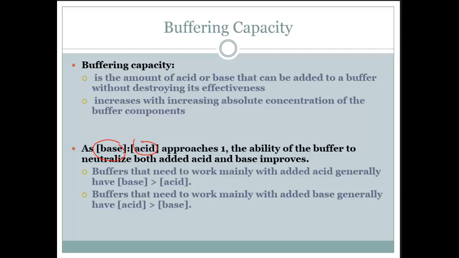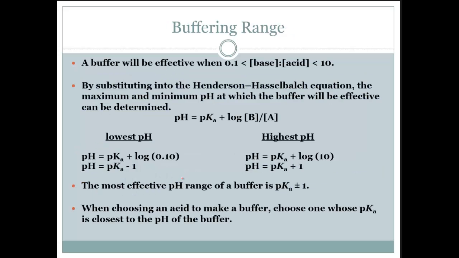Buffers that need to work mainly with added acid generally have a concentration of base that's greater than that of the acid. The buffers that need to work mainly with added base generally have a concentration of the acid greater than that of the base. A buffer will be effective, once again, if those concentration ratios are between 0.1 and 10.